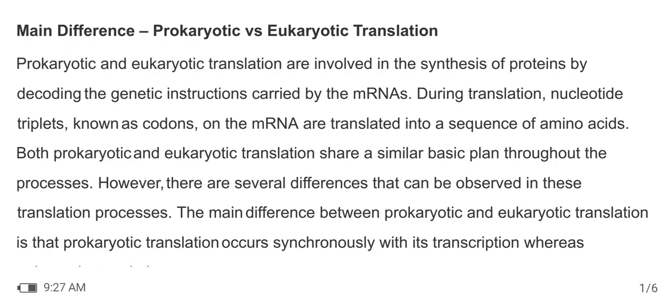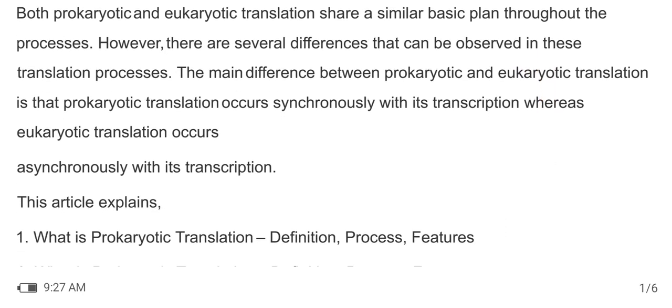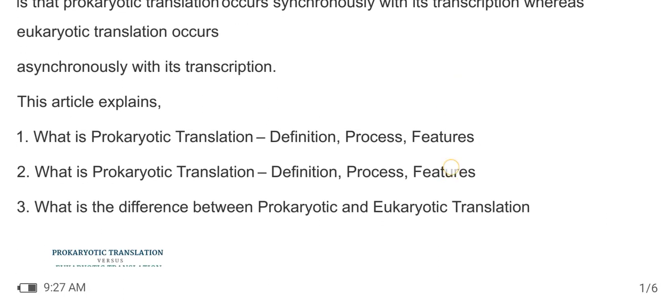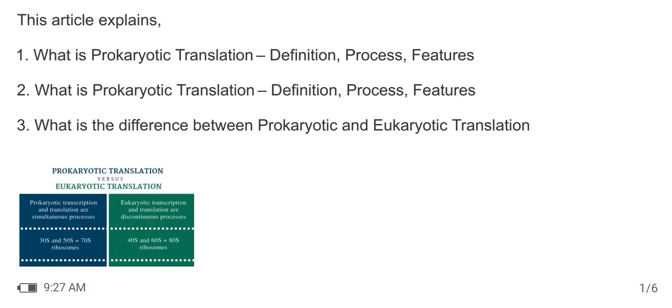However, there are several differences that can be observed in this translation process. The main difference between prokaryotic and eukaryotic translation is that prokaryotic translation occurs synchronously with its transcription, whereas eukaryotic translation occurs asynchronously with its transcription. This article explains what is prokaryotic translation, its definition, process, features.